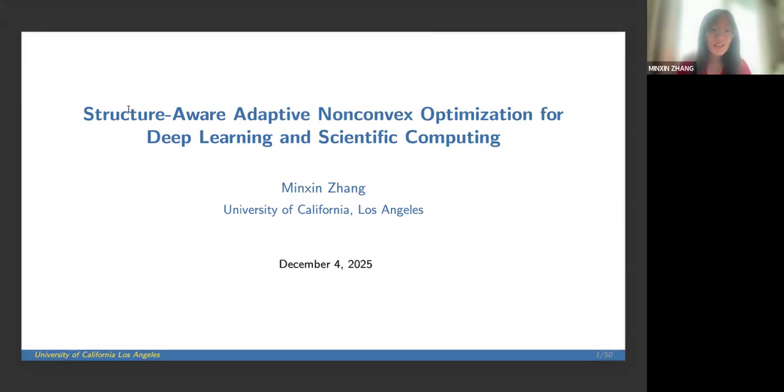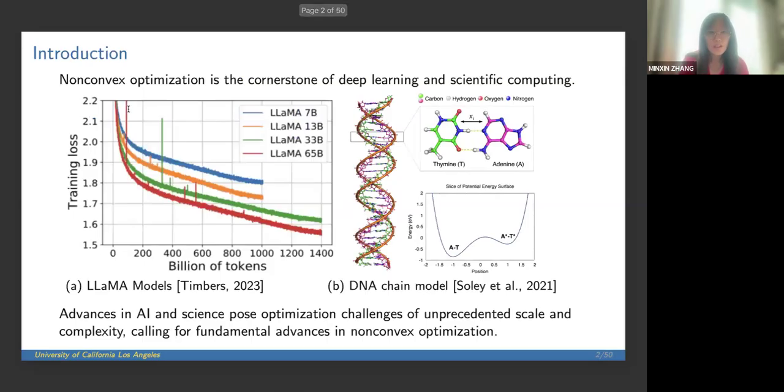Thank the organizer for organizing this, and thanks team for inviting me. So today I'm going to tell you some recent advances on structure-aware adaptive non-convex optimization for applications in deep learning and scientific computing. As we all know, non-convex optimization is the cornerstone of deep learning and scientific computing.